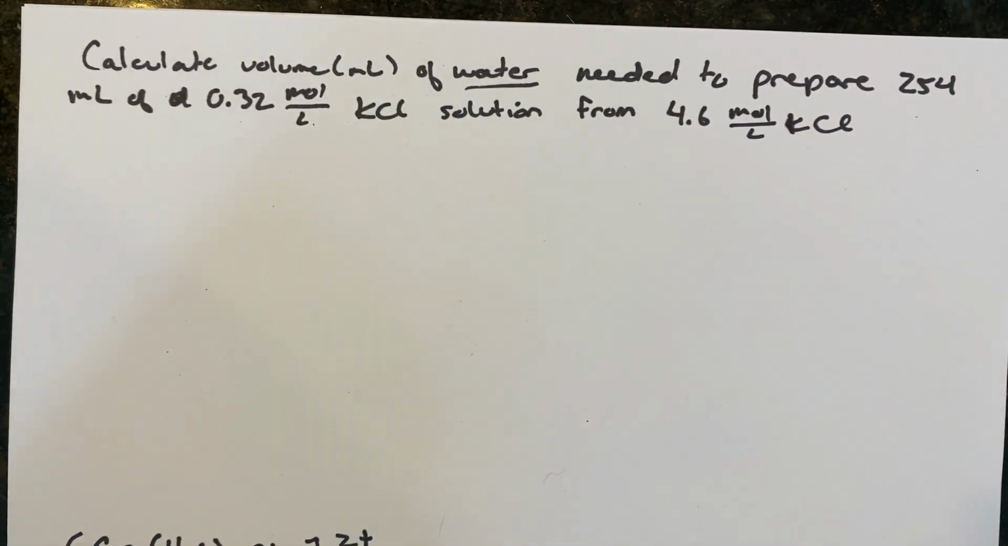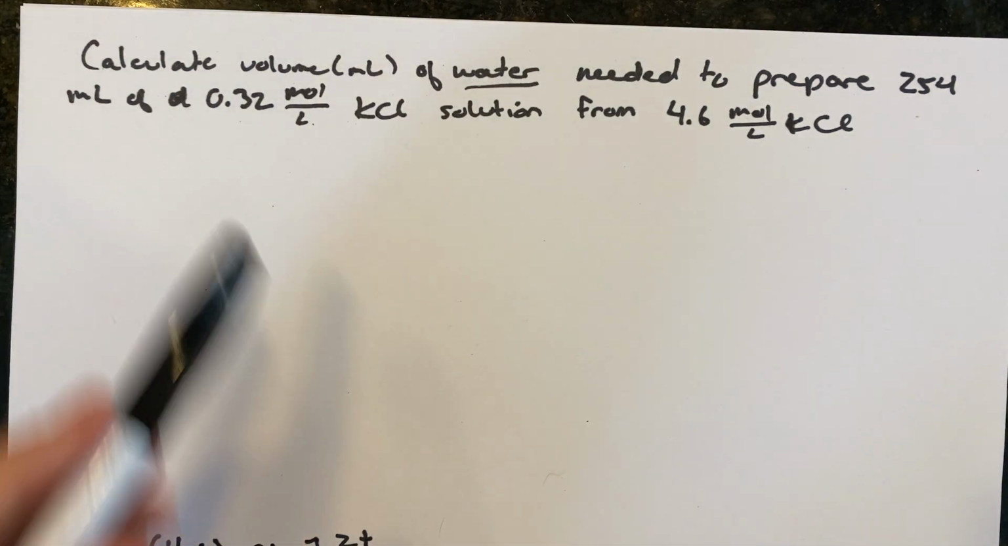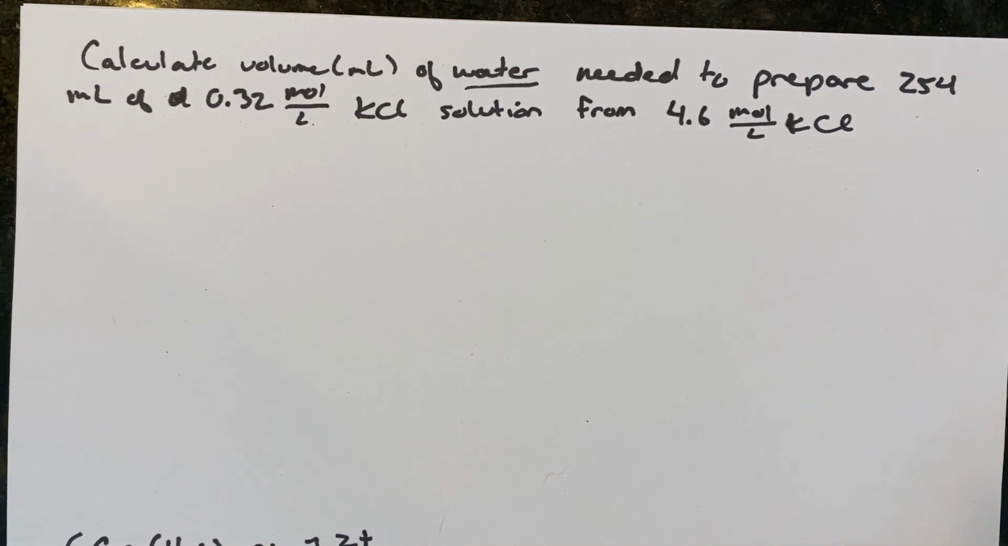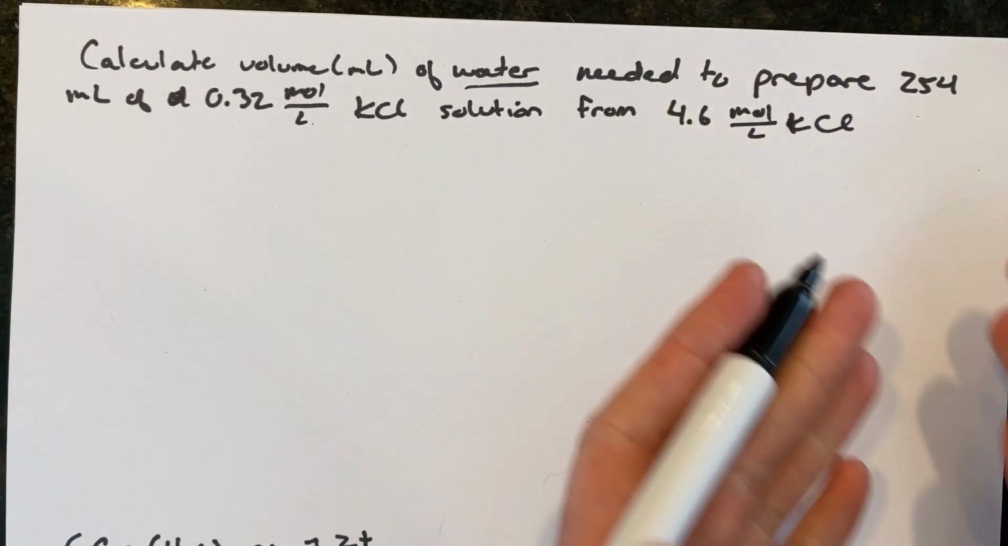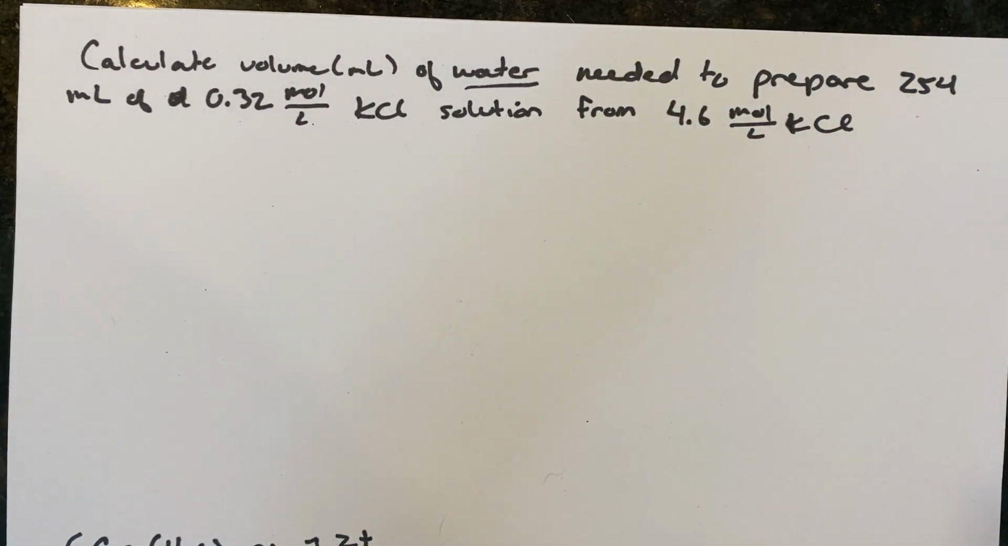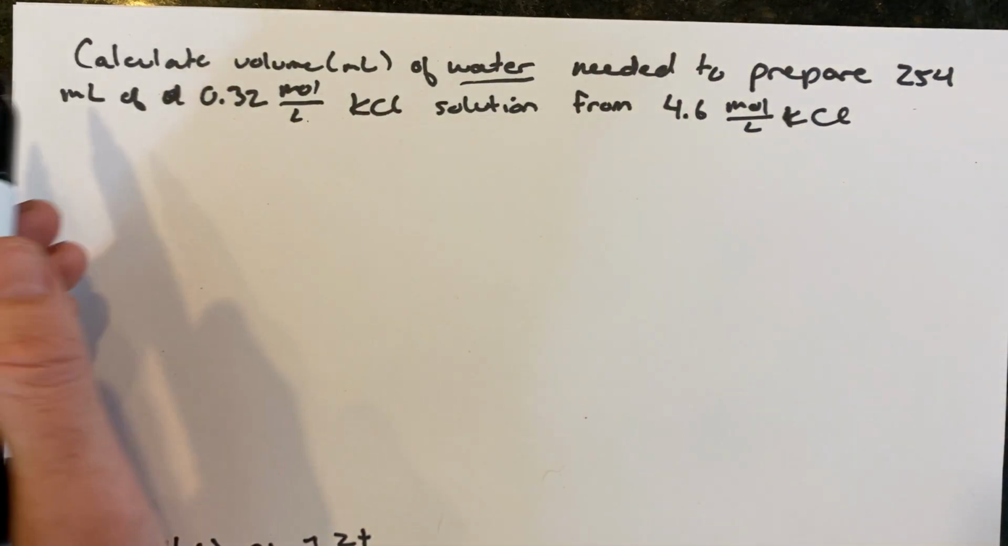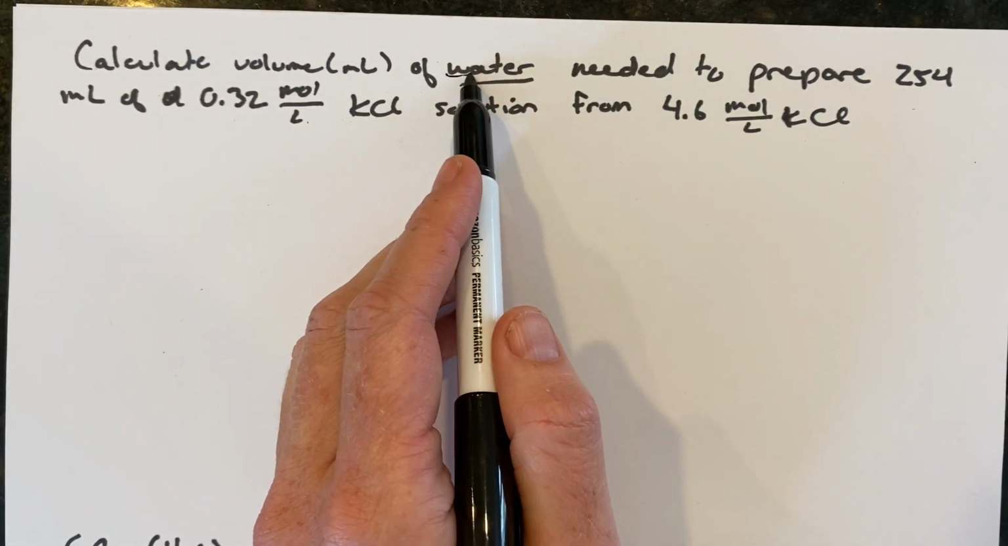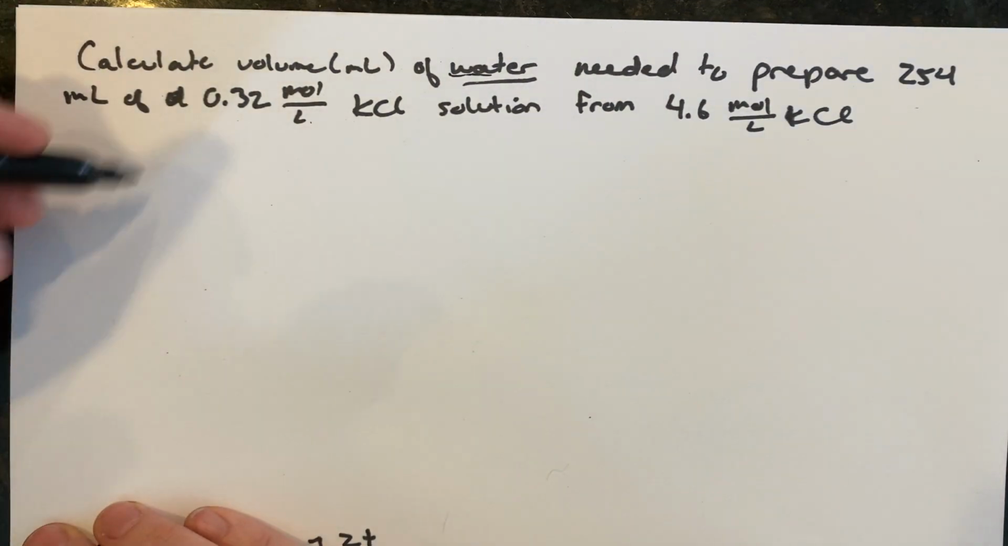All right, so I got two questions. The first one is: calculate the volume of water needed to prepare 254 milliliters of a 0.32 mole per liter solution of KCl from 4.6 mole per liter KCl. All right, so something interesting to think about is this isn't asking for a volume of solution, it's saying volume of water. So let's draw out what this would be.